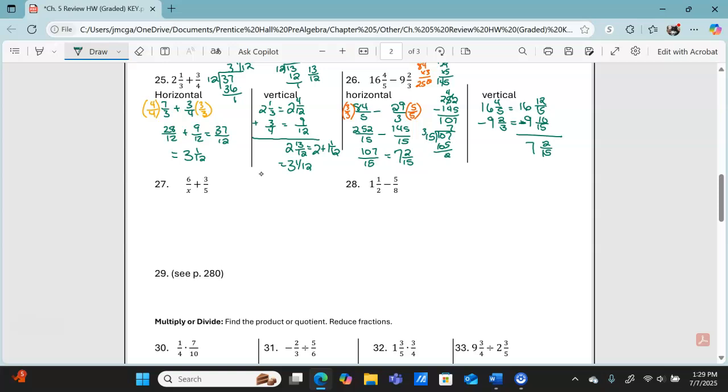My common denominator, I have an x and a 5. My common denominator is actually 5x. So I'm going to multiply this by 5 over 5 and this by x over x. So I'm going to get 30 over 5x plus 3x over 5x. And then putting both of them together over the 5x, I get 30 plus 3x. There is no way to simplify that. That is the answer.